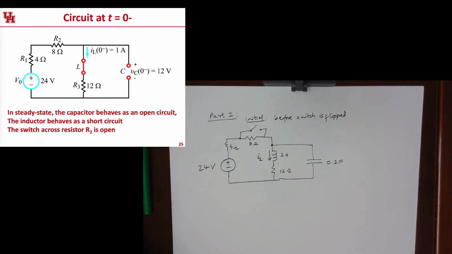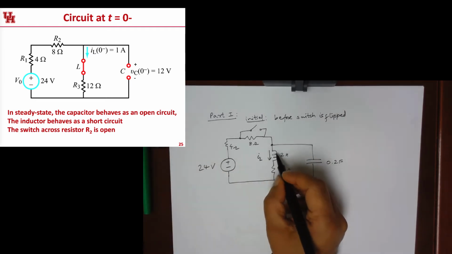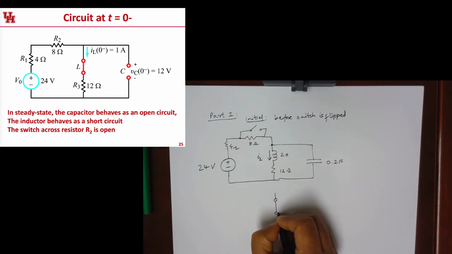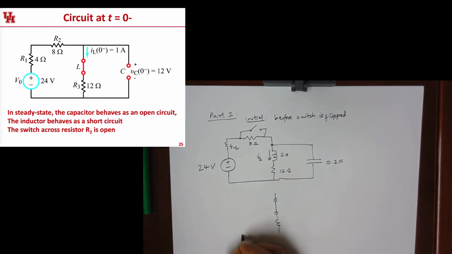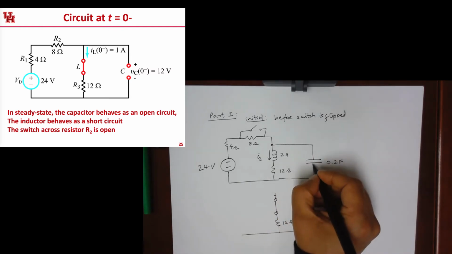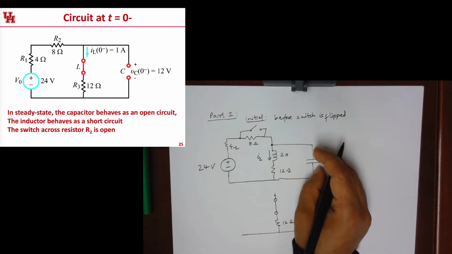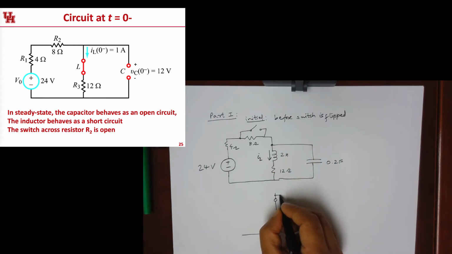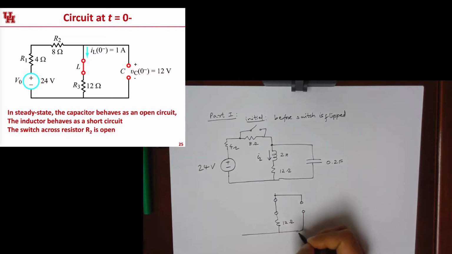So in steady state, there is no reactive voltage across the inductor, because it's L di by dt. So di by dt is going to be 0. So the inductor basically behaves like a short circuit. So this is going to become like that. This is going to be 12 ohms. And then if you look at the capacitor, there's going to be no current through it. There's no dV by dt across it, so there's going to be no current through that. So this guy is going to behave like an open circuit, like that.